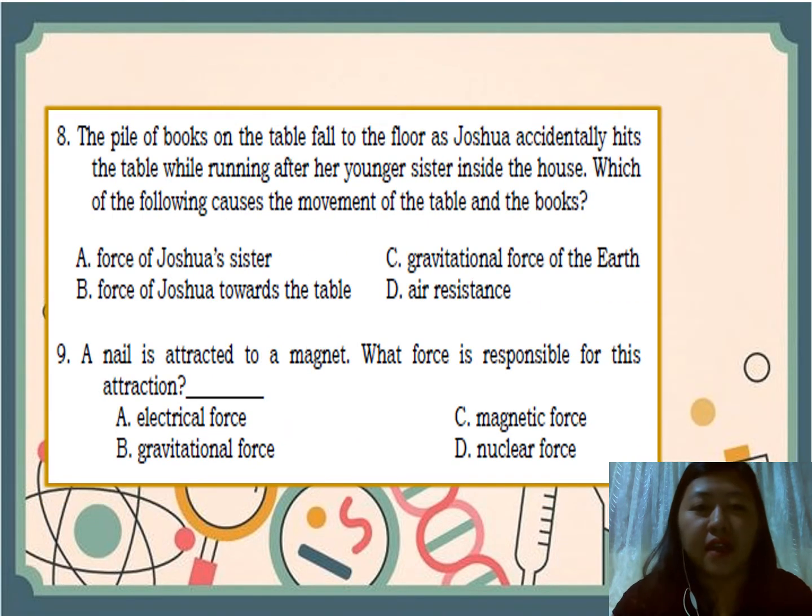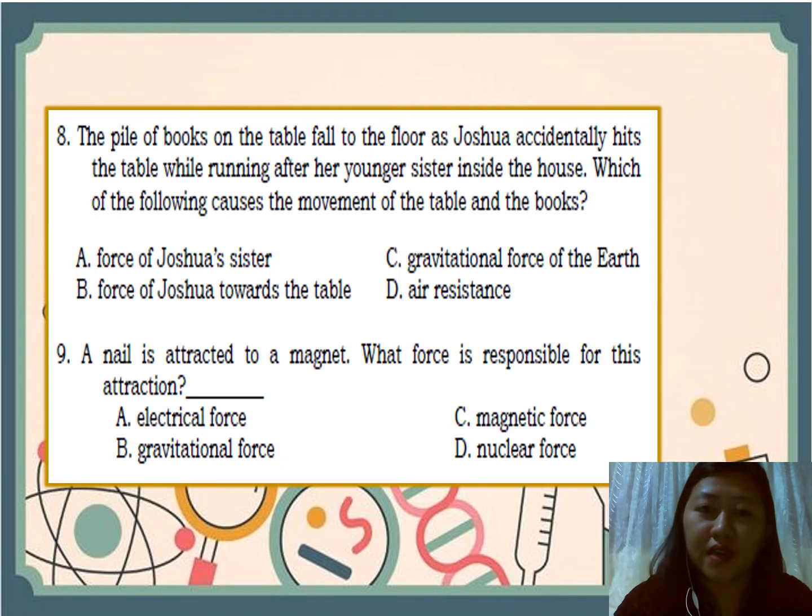Number 8. The pile of books on the table fall to the floor as Joshua accidentally hits the table while running after his younger sister inside the house. Which of the following causes the movement of the table and the books? Is it A, force of Joshua's sister, B, force of Joshua towards the table, C, gravitational force of the earth, or letter D, air resistance?